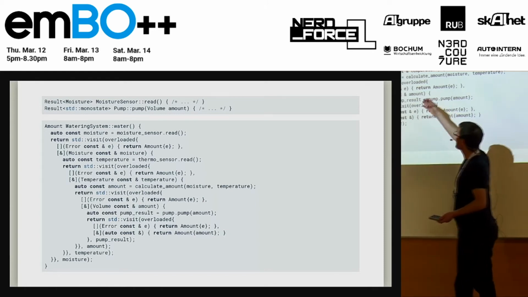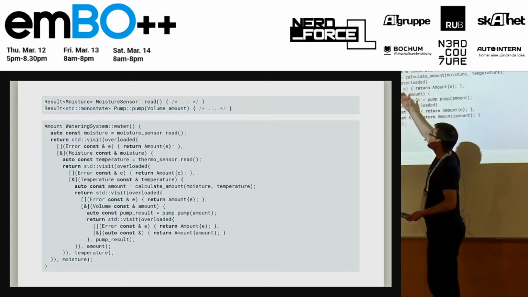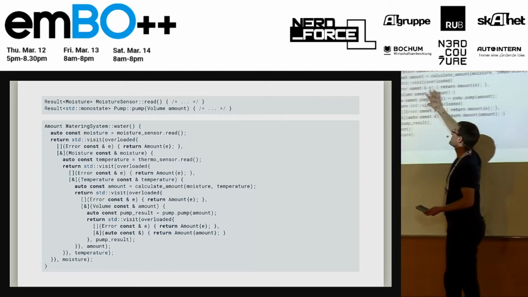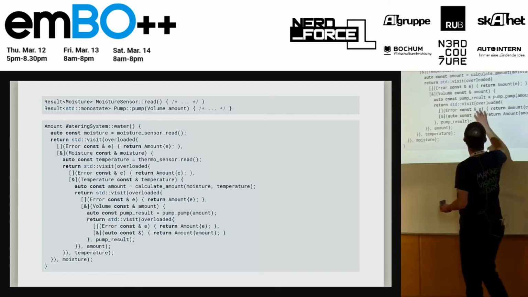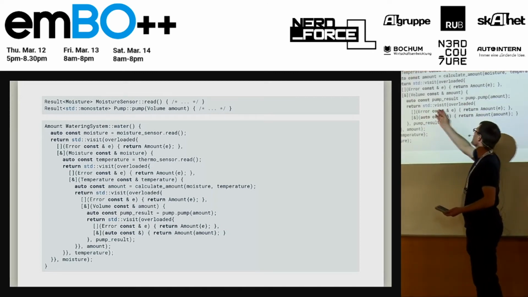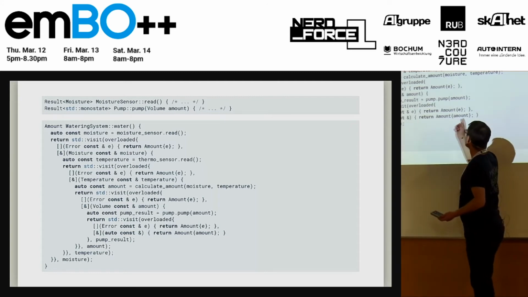And the second lambda is kind of the same thing. In there it will read out the temperature, and then the same game starts again until we are in the inner scope where we have called the pump, and then we look if there is a pump error. If so, we return an error, and if the pump went okay, we can really return the amount.